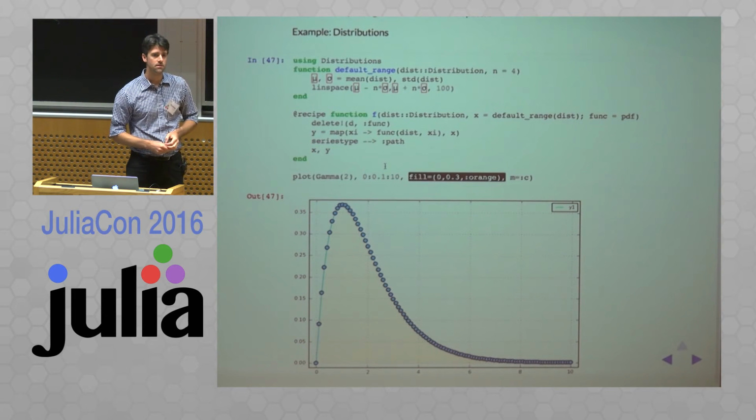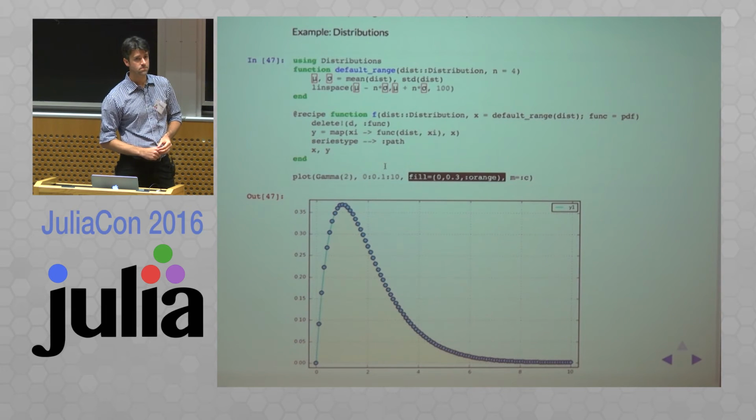So just so I'm clear, this recipe is being applied because it takes a distribution as its first argument and we're calling plot with the distribution. Right, exactly.